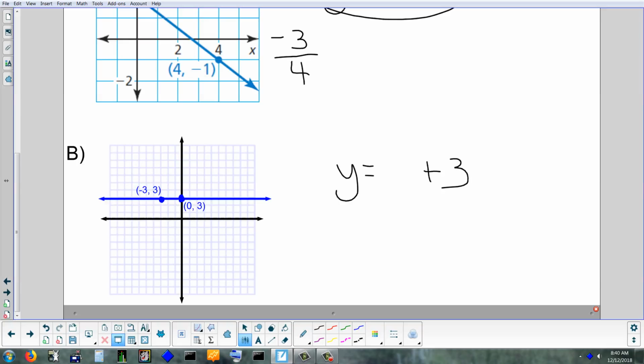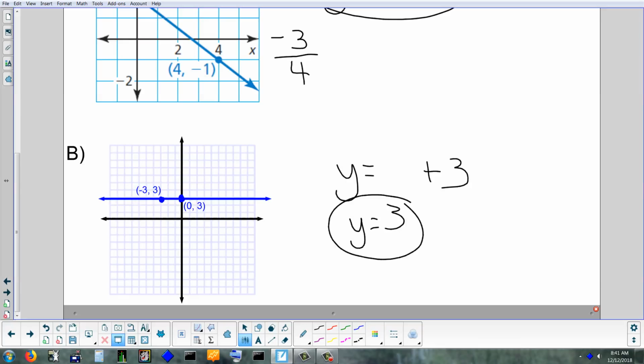Excellent. All right. Identify the slope. It's 0, right? I can't count anywhere. There's no rise over run. So you just have to remember, if it goes horizontal, it's 0. What if it goes vertical? What kind of slope is that? Undefined. So my equation for this is going to be what? Y equals 3. That's a 0 slope.